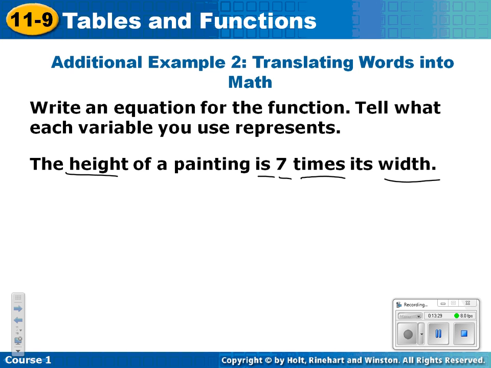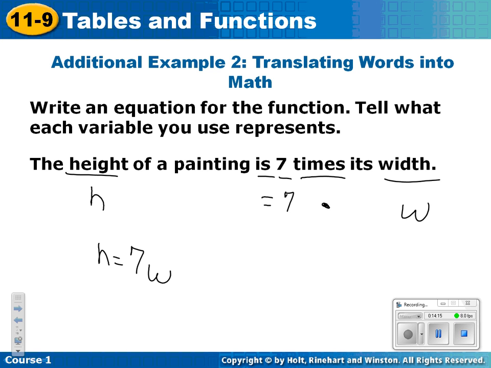Okay? I'm telling you, you have to think with a math brain. When you come in here, you got to turn your math brain on. So we don't speak in English, we speak in math. So we have, let's change this now. We underlined all our keywords. We know what they are. So height, H, equals 7 times W. But right now it's really ugly. Let's make it pretty. H equals 7W.